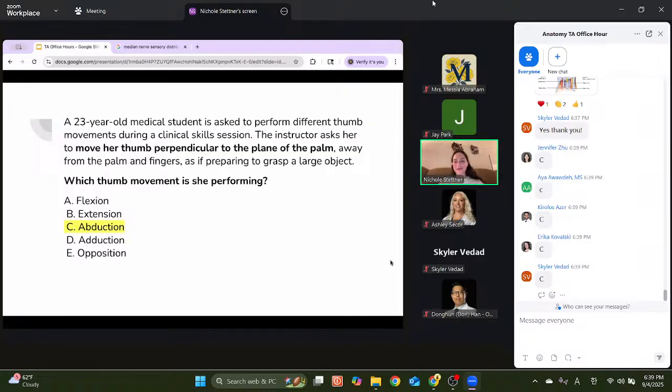Yay to all of those who can see. Yeah, so basically if it's coming straight at you, it's abduction, and then the rest are just process of elimination too. Good job.